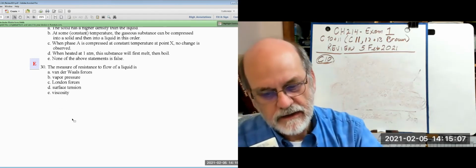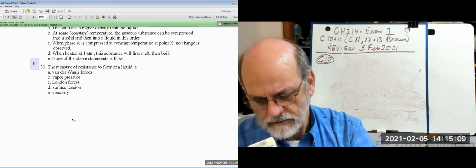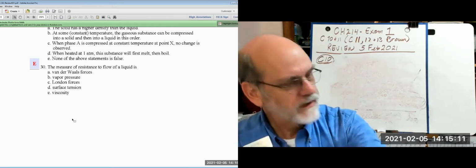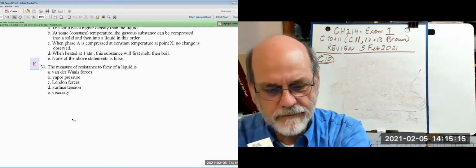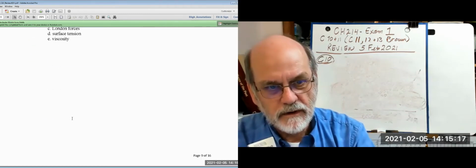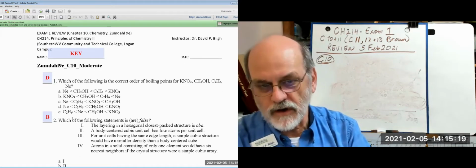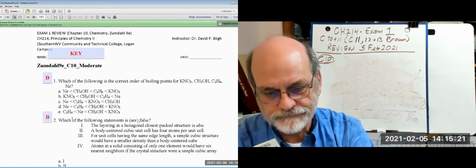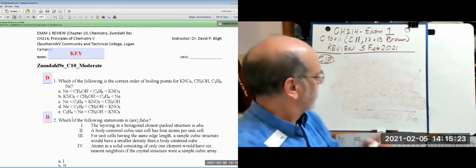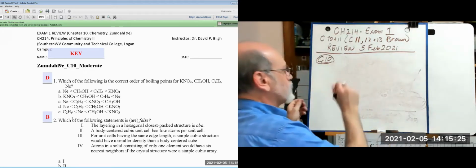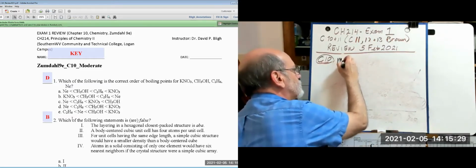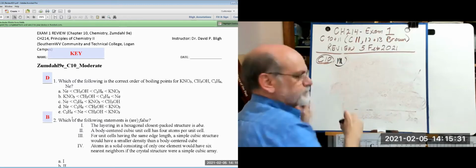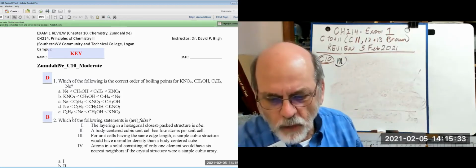Let's see. We're getting there, slowly but surely. How about the next one? Now we're into moderately difficult questions. Number 1. So I should have marked that up here too. Those earlier ones were easy. This one's moderate. And we're going to look at 1.